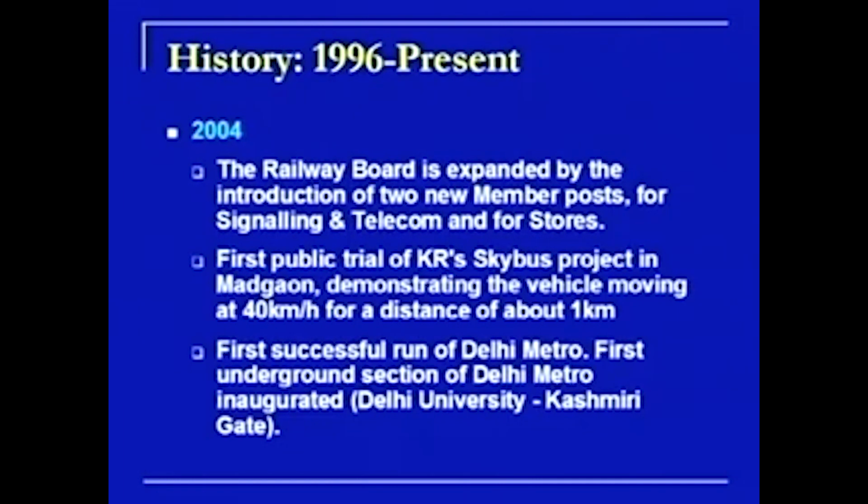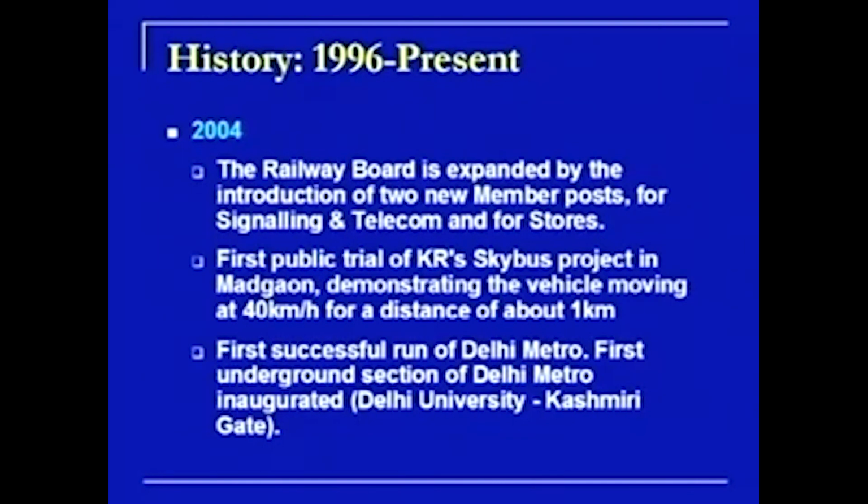stores. First public trial of the Konkan Railway Skybus project. This Skybus project is one where pillars are erected in the center of the roadway or any other system, and from there the buses move in the form of a sort of trolley. There was a demonstration project taken up initially where the vehicles moved at a speed of 40 kilometers per hour for a distance of around 1 kilometer.